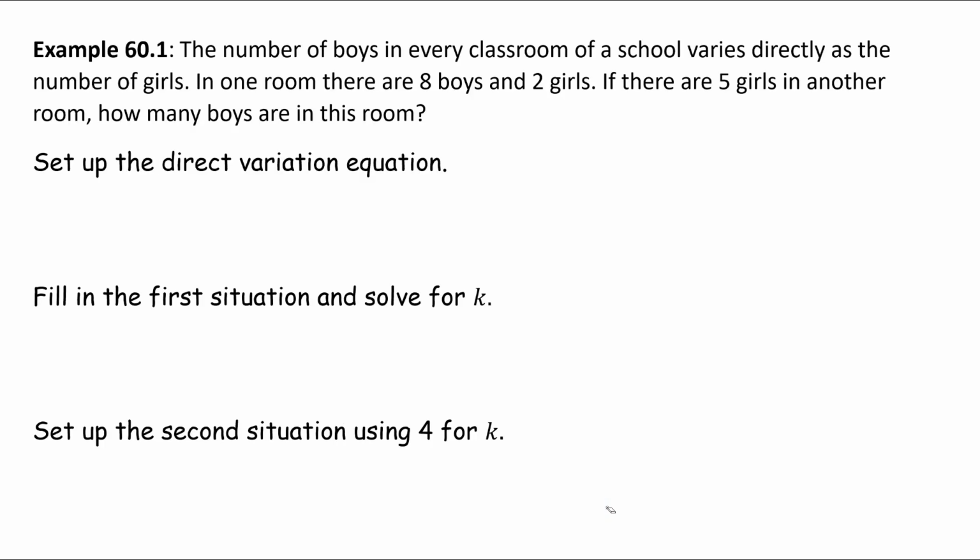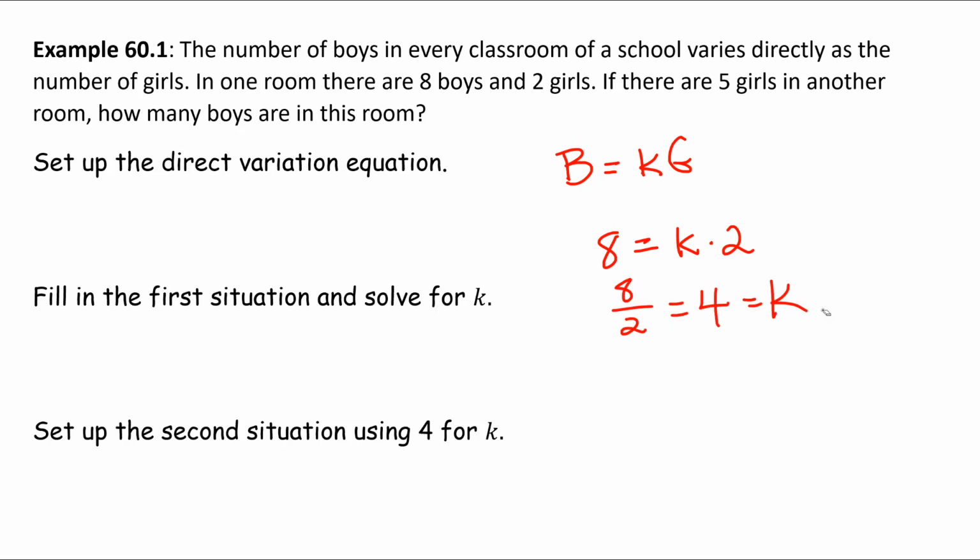All right, the number of boys in every classroom of a school varies directly as the number of girls. So direct proportion, number of boys is equal to K times the number of girls. In one room, there are 8 boys and 2 girls. All right, so this information now is going to help us figure out what K is. Because if we know there were 8 boys when there were 2 girls, that's going to tell me that K has to be 4 because we divide both sides by 2, which is 4, and that is K. So now we know what K is.